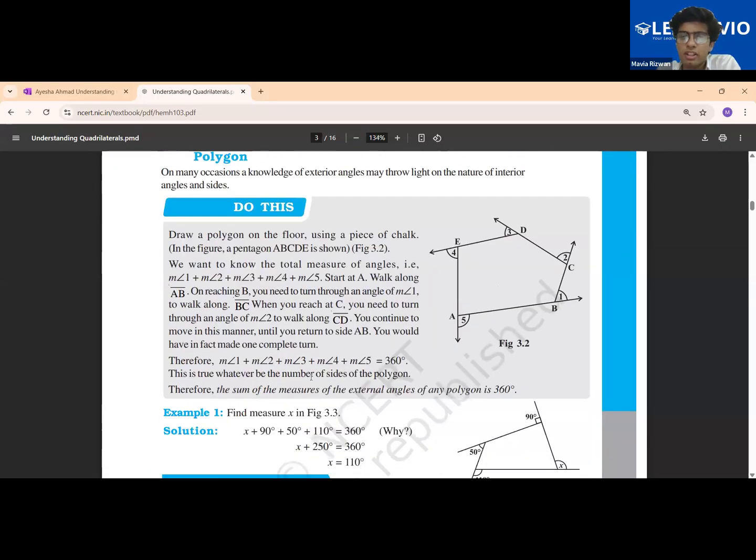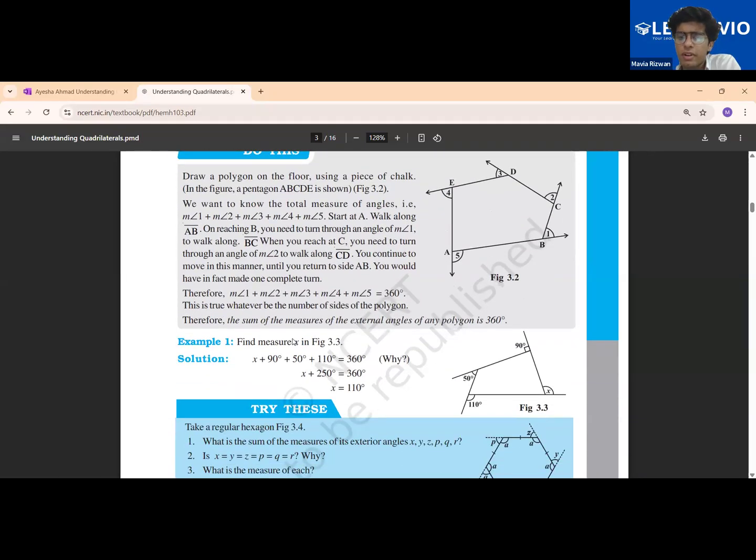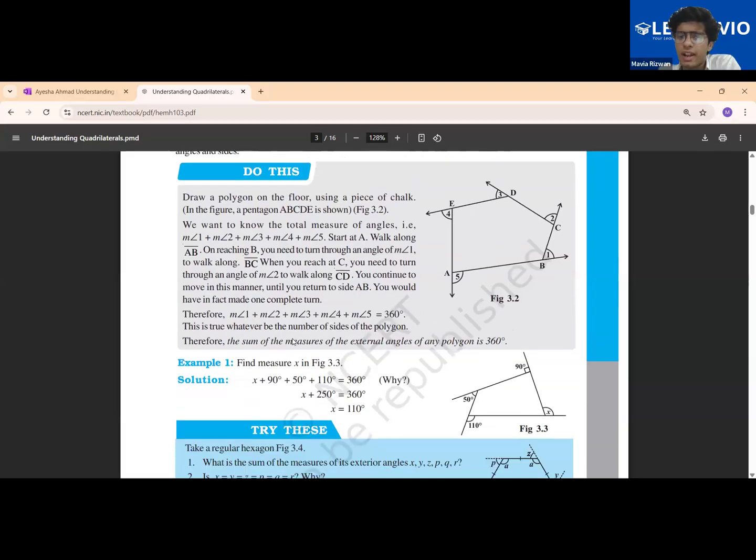Fine. So we are done with this part. Now we are going to do the sum of measures of exterior angles of a triangle.